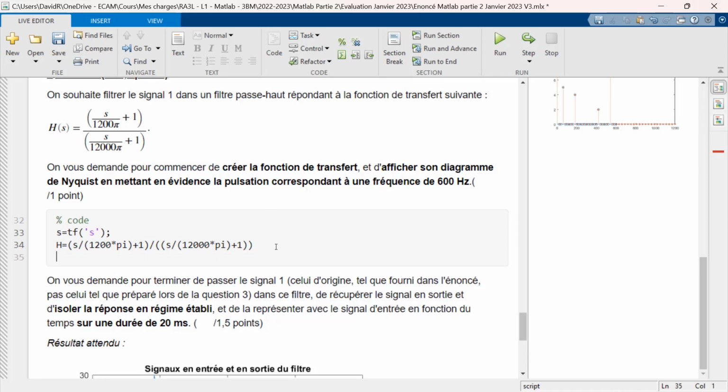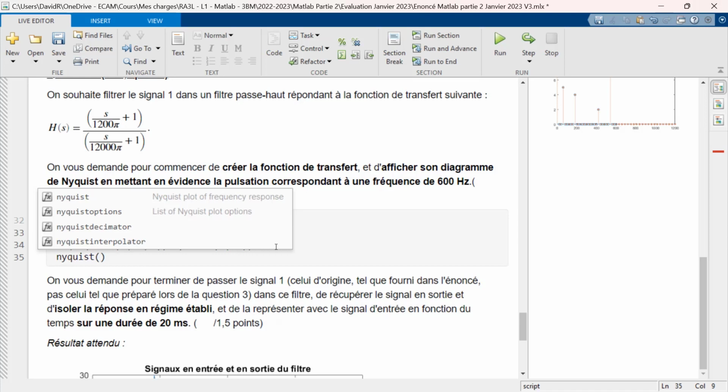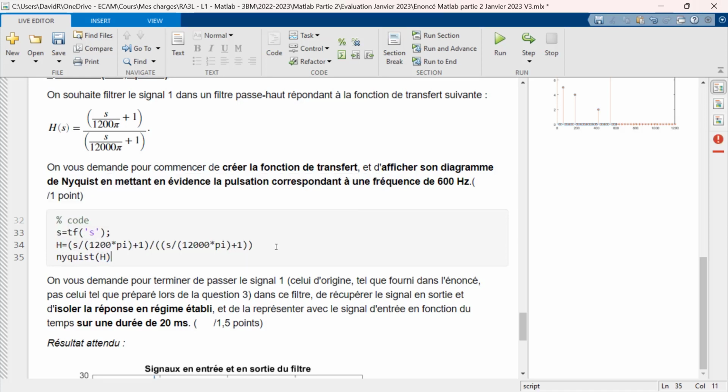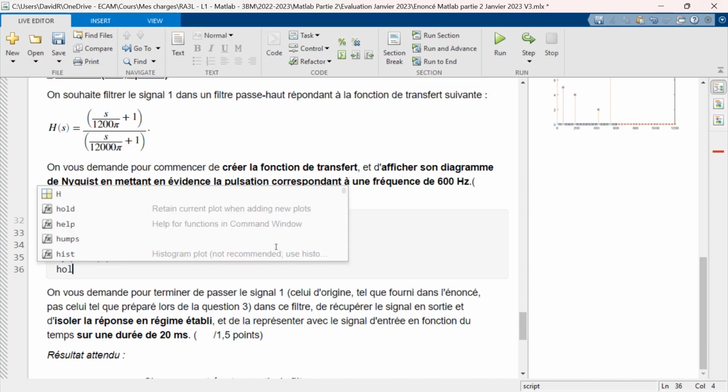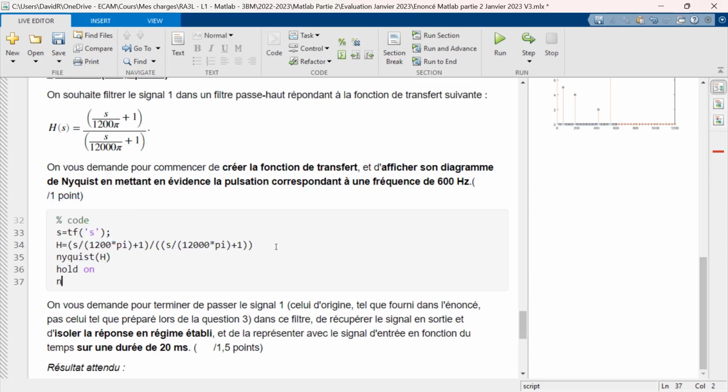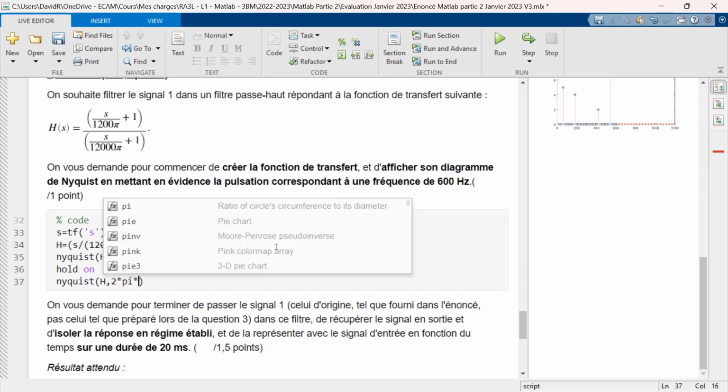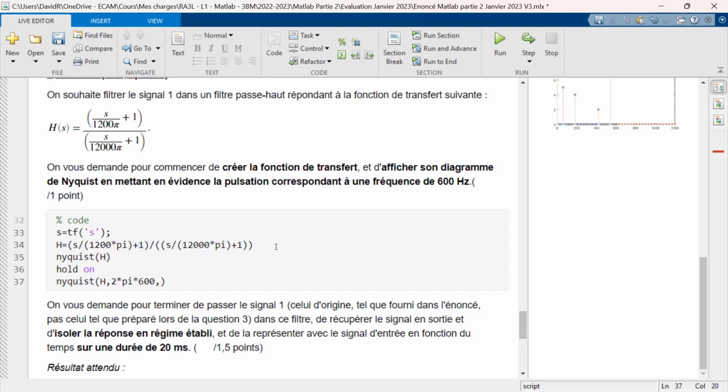On me demande d'afficher son diagramme de Nyquist, ce que je peux faire simplement comme ceci, et puis de mettre en évidence sur le diagramme de Nyquist la pulsation qui correspond à une fréquence de 600 Hz. Donc je vais ici venir faire un hold on sur le diagramme de Nyquist et je vais dire que je veux réafficher une pulsation en particulier pour H. Et quelle pulsation est-ce que je veux afficher? La pulsation qui correspond à 600 Hz, donc 2π fois la fréquence. Donc ici, ça va être 2 fois π fois 600. Et je vais venir l'afficher avec un astérisque pour la mettre en évidence.